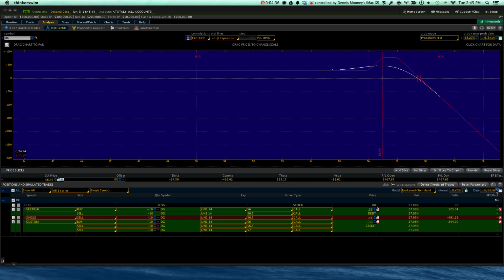And if I wait till expiration and it stays here, then my 56.5 is going to expire worthless. My 57 is going to expire worthless. There will be some profit in my 56, and I'll walk away with $768. Now, if the stock should retreat in the next few days, the worst I can do is $300.